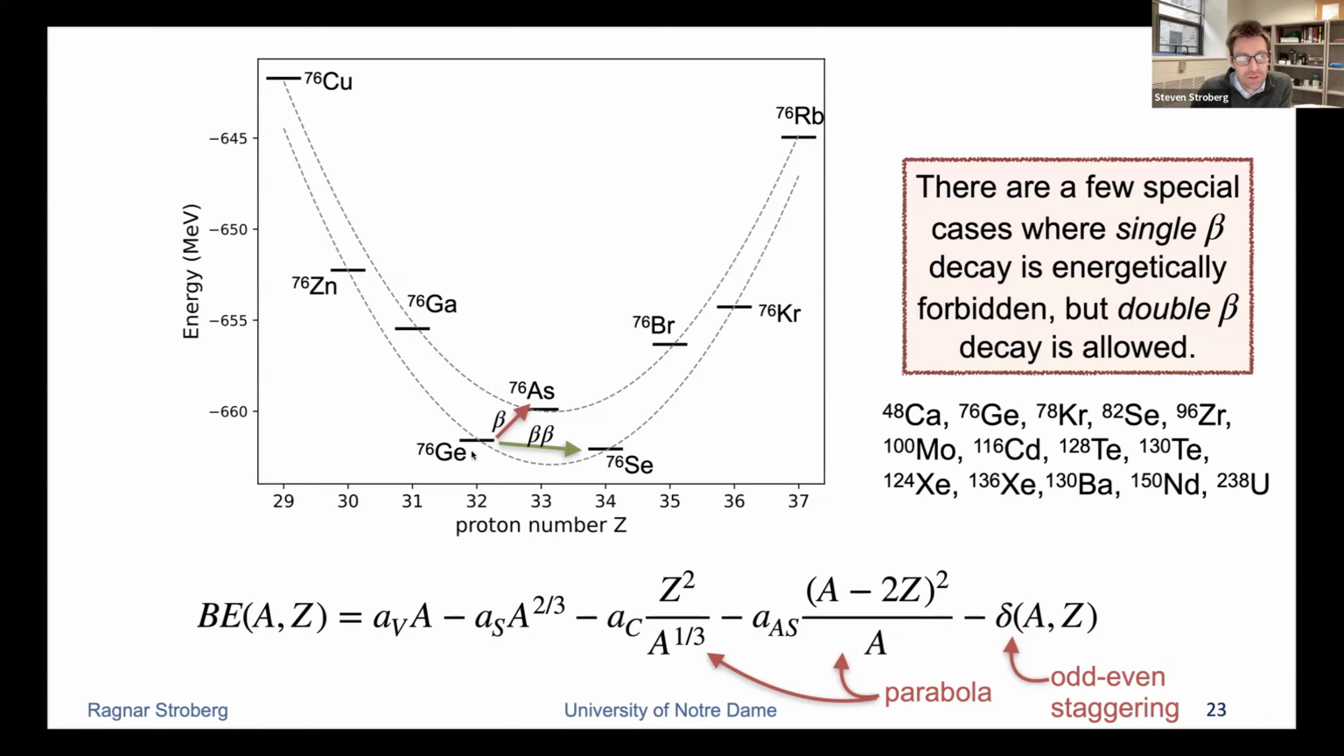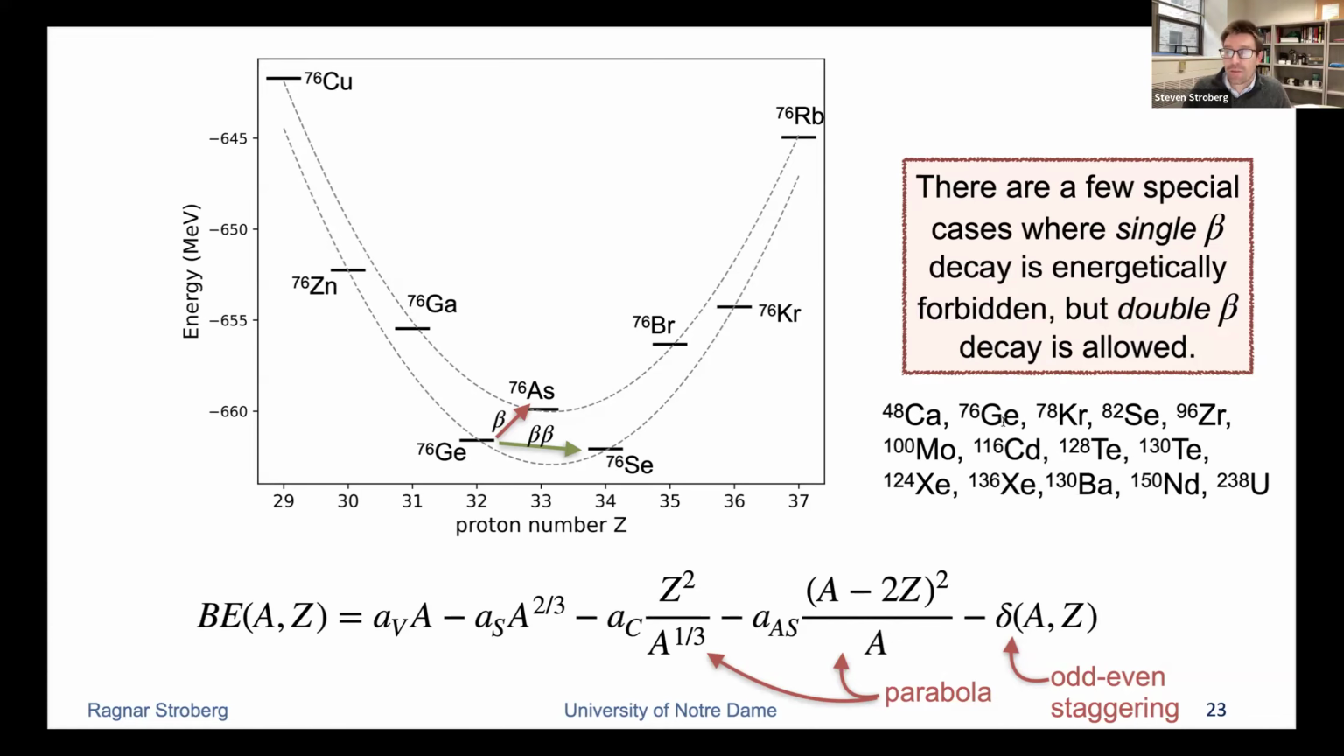Now, germanium 76, you could turn a proton into a neutron to make arsenic 76, but that increases the energy, and this is actually energetically forbidden. You can't do it. But if you did 2 beta decays, you can go to selenium 76, and that is energetically allowed. So you won't see a single beta decay from germanium 76, but you can see a simultaneous double beta decay. And so here's a list of isotopes where the nuclear structure happily coincides to make it so that there's not a single beta decay, but you can have a double beta decay. And actually, a couple of these are really interesting choices.